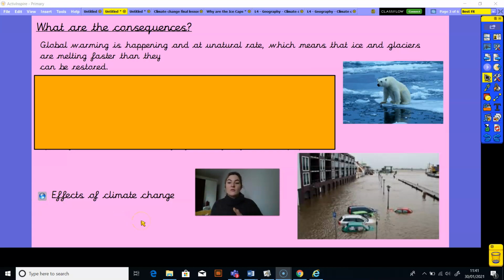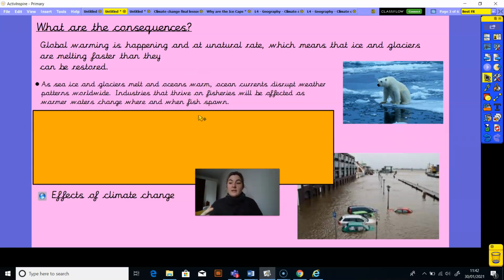So what are the consequences of this sea ice melting? What problems do we face? We know that last time we said that polar bears were struggling, but also indigenous people, and the sea levels were rising. So as it says here, global warming is happening at an unnatural rate. So it means that ice and glaciers are melting faster than they can be replenished, so faster than they can be restored and refreeze. So if they're unable to refreeze, it means that those consequences are irreversible, it can't be changed.